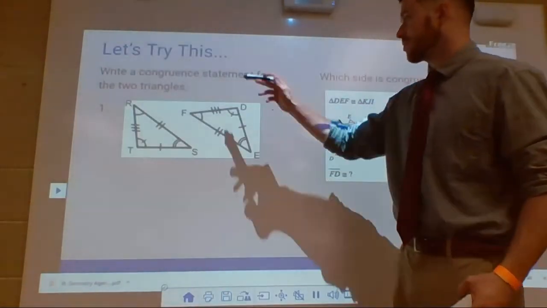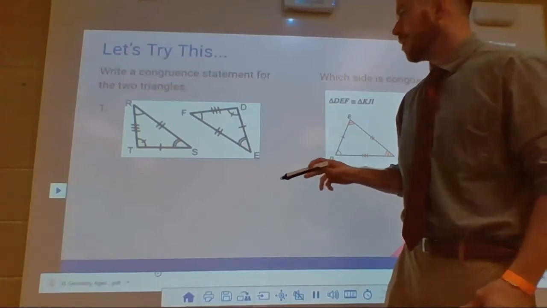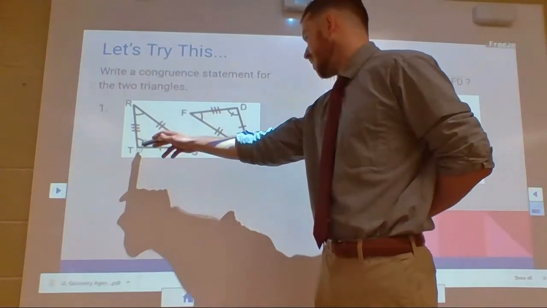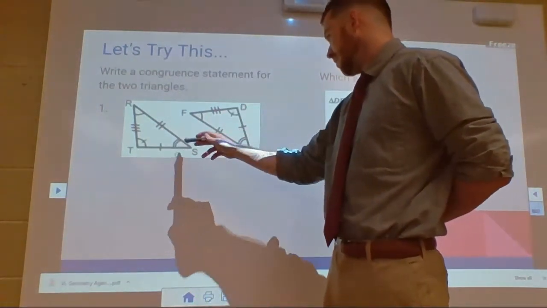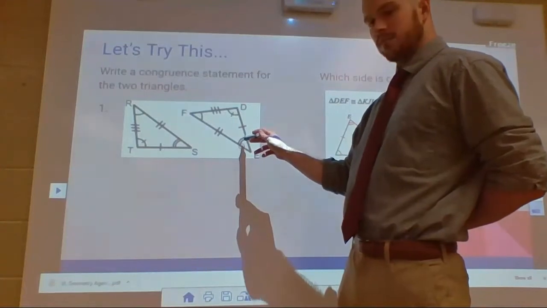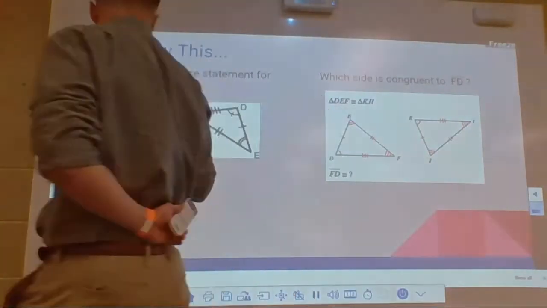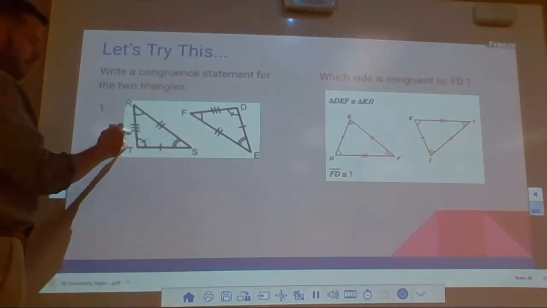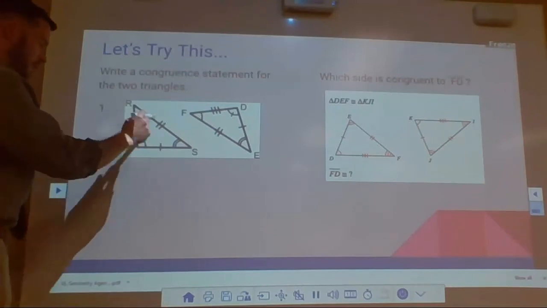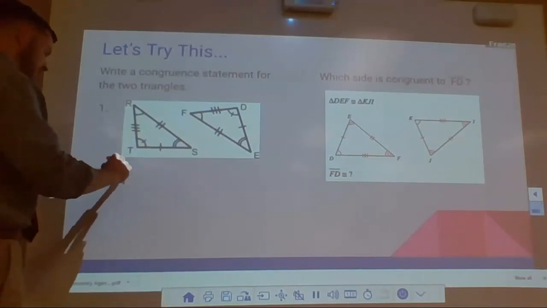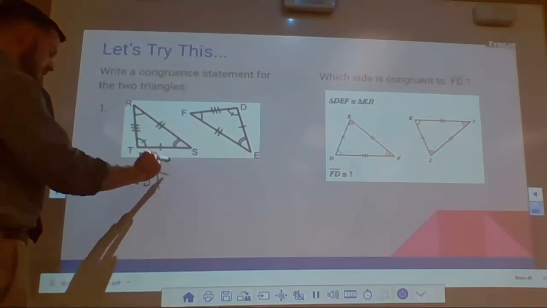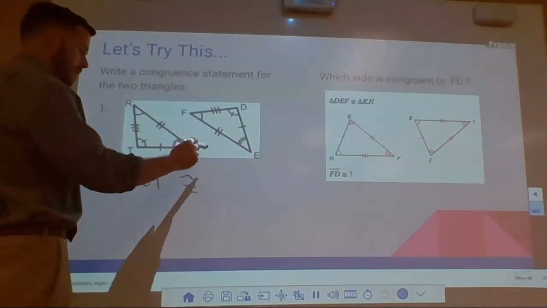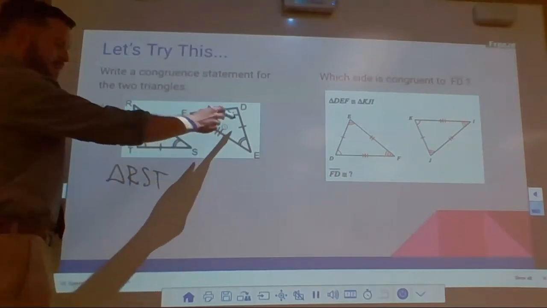Okay, so now let's try this. Let's write a congruent statement for the two triangles. So we see that R matches up with F, T matches up with D, and S matches up with E, okay? I'm just going to put this in alphabetical order. R, S, T. Is that right? Yep. R, S, T. Alright, so we got triangle RST, and I can write that in any order I want. But then when I'm looking at this triangle, the parts have to match up for this triangle.